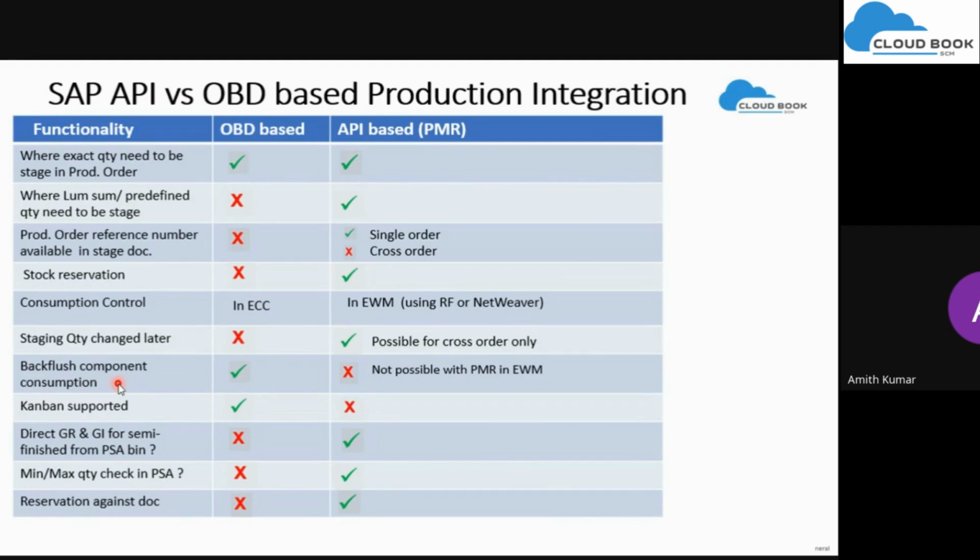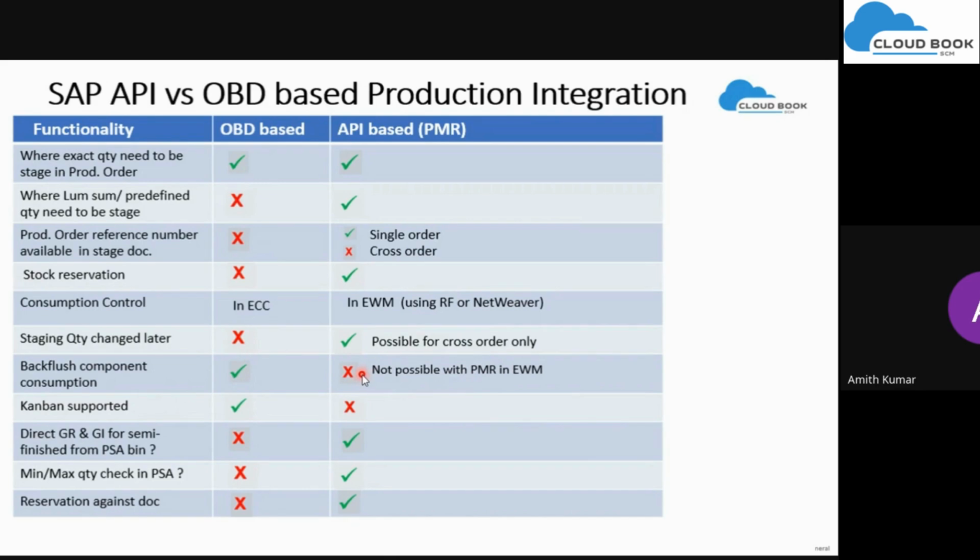So your production order will have that, for my operation number 10, I will need 10 liters of lubricant. So the moment you confirm operation number 10, a backflushing should happen in the background. That is what I mean by backflush. Here, backflushing can be easily achieved if it is the delivery-based integration. For API-based integration, we can also have a backflush, but you can see here it is not possible with PMR.